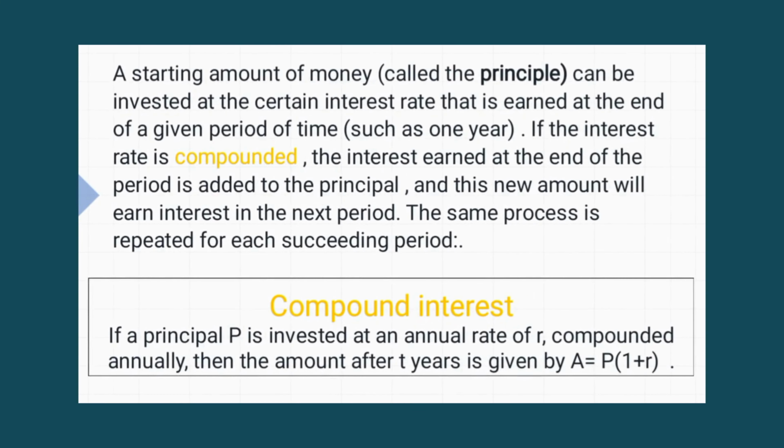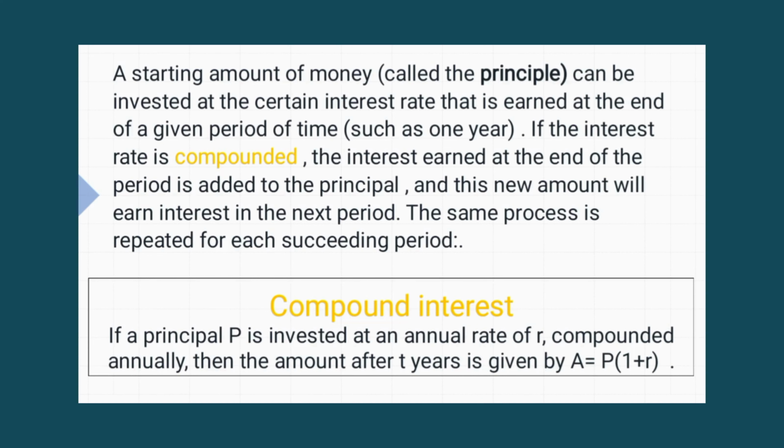A starting amount of money called the principal can be invested at a certain interest rate that is earned at the end of a given period of time, such as 1 year. If the interest is compounded, the interest earned at the end of the period is added to the principal, and this new amount will earn interest in the next period. The same process is repeated for each succeeding period.